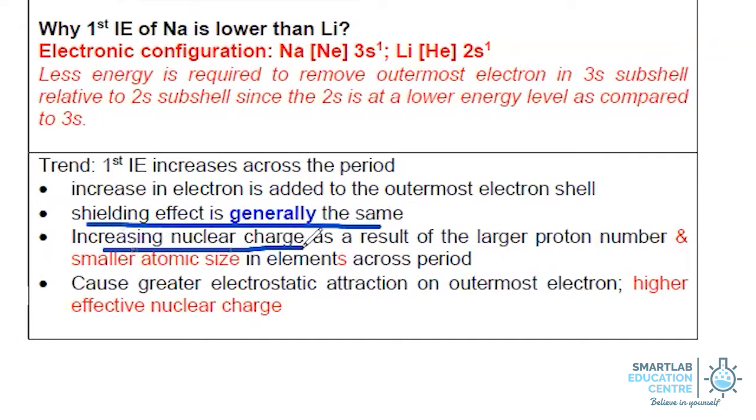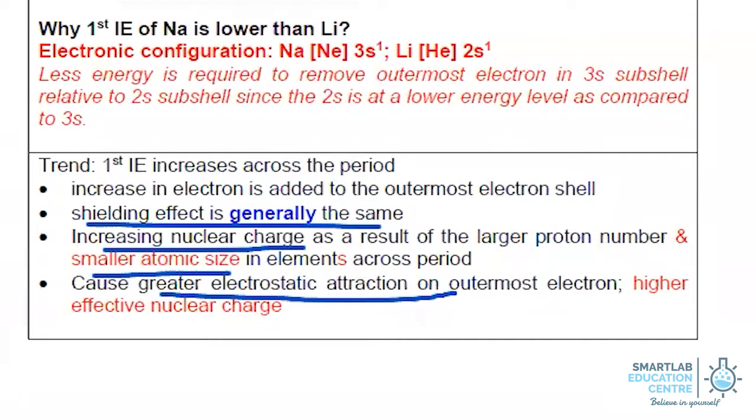However, the nuclear charge will increase because you have an additional proton. And because the atomic size of the elements decreases across the period, that will lead to a higher effective nuclear charge. A higher effective nuclear charge will mean there will be greater electrostatic attraction, and therefore that helps to explain why the first ionization energies of the elements increase across the period.